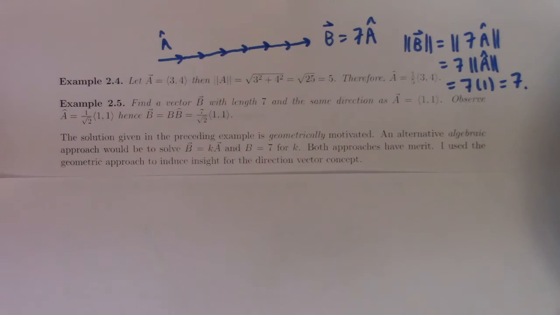All right. Now, you could also do an algebraic approach to that problem. You could say b is equal to ka and solve to make the length of b be 7. But anyway.